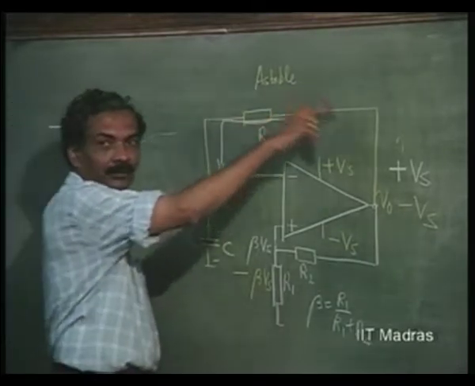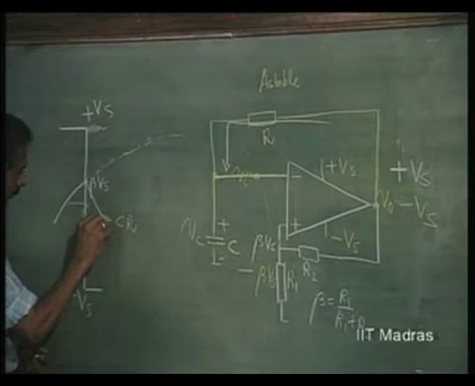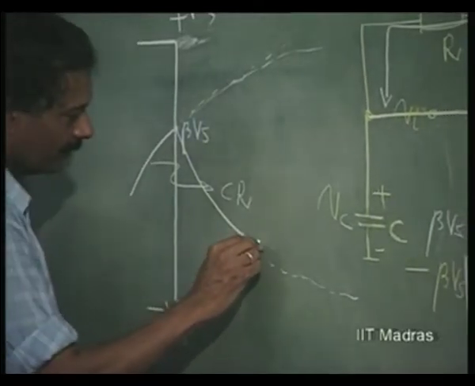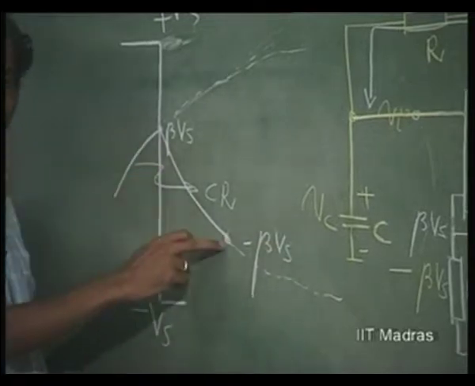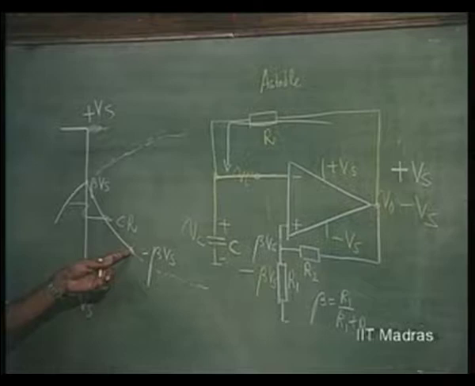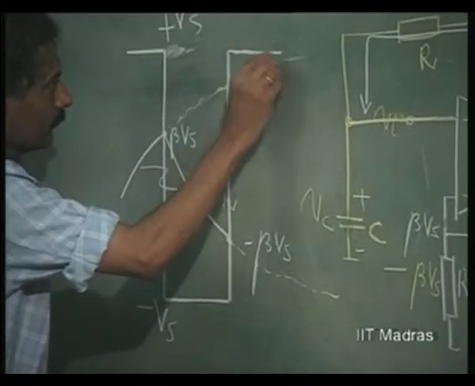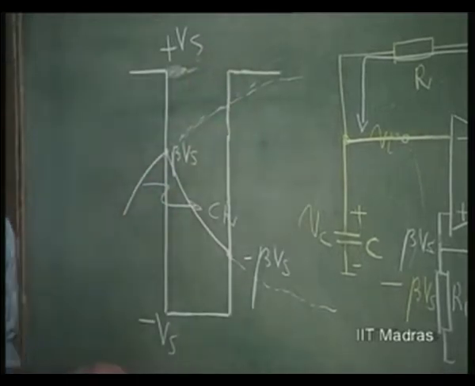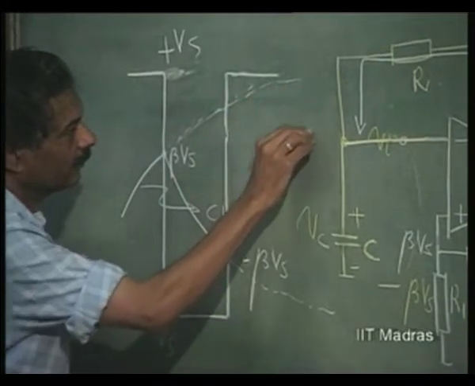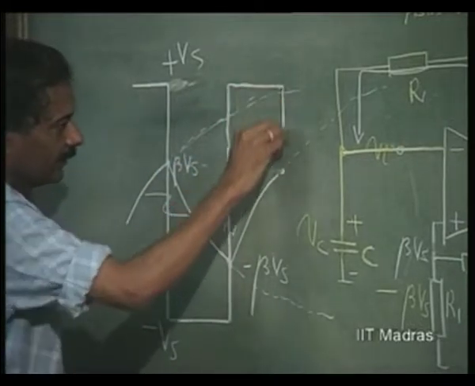So the capacitor will now charge towards minus Vs with the same time constant. But as soon as it reaches minus beta Vs, because the voltage is decreasing now, this will say that I am going to change state the moment this voltage reaches minus beta Vs. So again it will go to plus. This story never ends, because now the capacitor is going to charge towards plus Vs with the same time constant RC. As soon as it reaches beta Vs, this will change state.